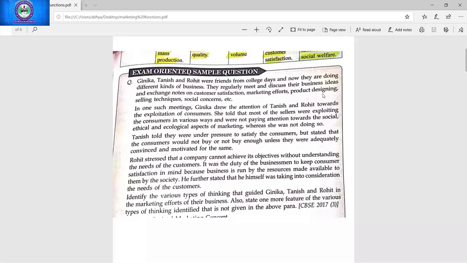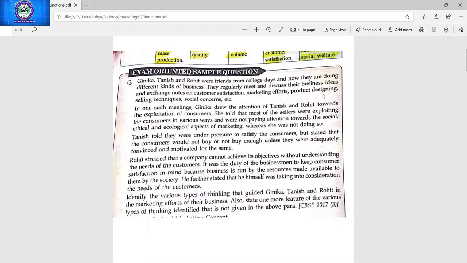Tanish said they were under pressure to satisfy the consumer, but stated that the consumer would not buy enough unless they were adequately convinced and motivated for the same. Rohit stressed that a company cannot achieve its objective without understanding the needs of the customer. It was the duty of the businessman to keep customer satisfaction in mind because business is run by the resources made available to them by society. He further stated that he himself was taking into consideration the needs of the customer. Identify the various types of thinking that guided Ginika, Tanish, and Rohit in the marketing efforts of their business. Also, state one more feature of the various types of thinking identified that is not given in the above para.